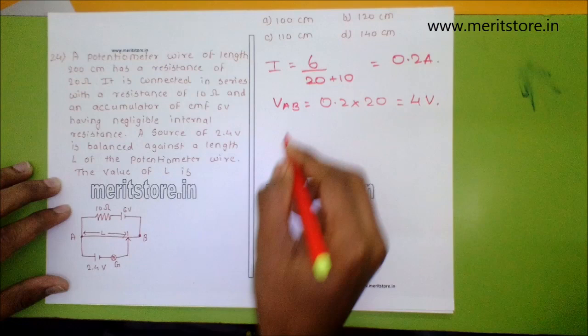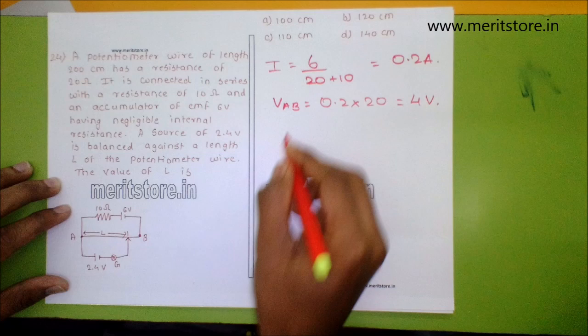A potentiometer wire of length 200 centimeters has a resistance of 20 ohms. It is connected in series with a resistance of 10 ohms and an accumulator of EMF 6 volts having negligible internal resistance. A source of 2.4 volts is balanced against a length L of the potentiometer wire. The value of L is, in this question, this cell of 2.4 volts is balanced on the length L. So basically what we need to find out is the length of the wire which has a potential equal to 2.4 volts. For doing that, we first will find the potential gradient of the wire.